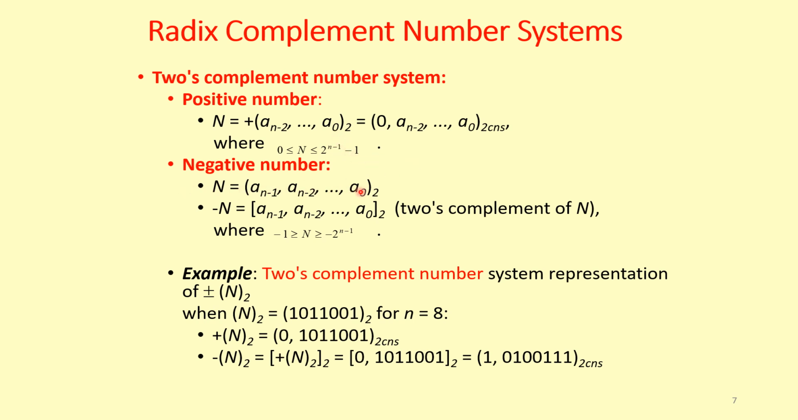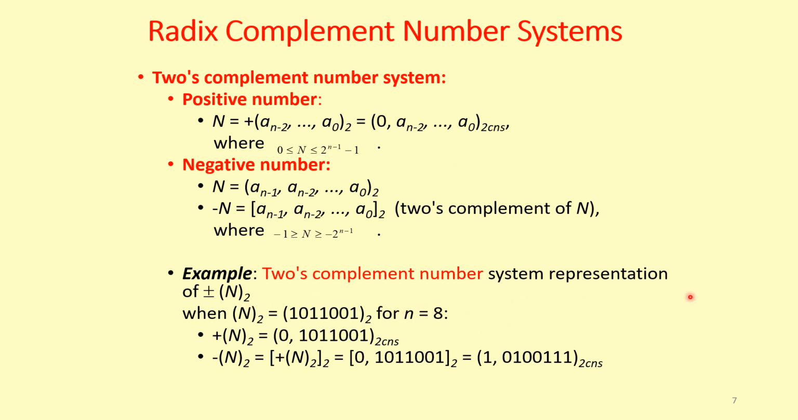And for a negative number, the bit n minus 1 will be 1, and this is the rest of the digits, and it can represent minus 1 down to minus 2 to the power n minus 1. So for a negative number, the minimum value is 1 more in magnitude than the maximum positive value.